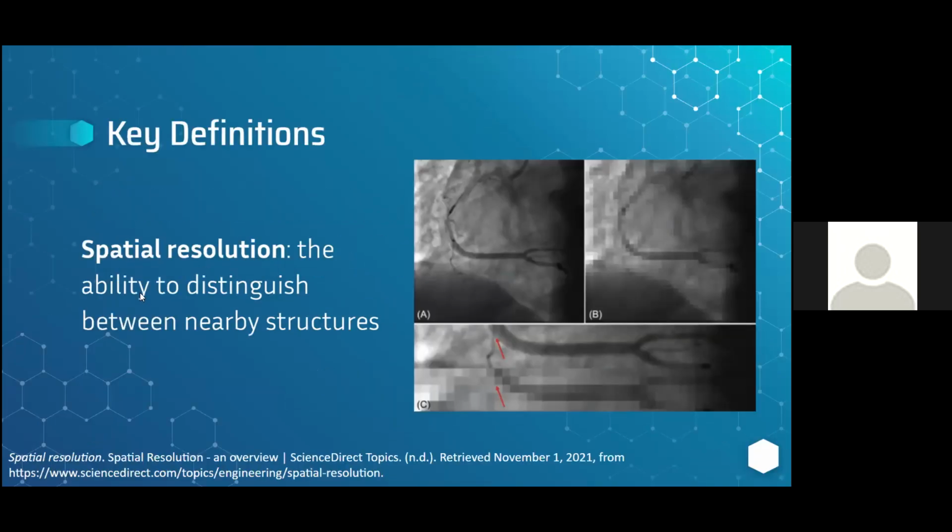Very good. Okay, to start, it's important to define some key concepts and background. As we all know, spatial resolution is the ability to distinguish between nearby structures. When two structures are close in proximity, high spatial resolution is required to differentiate between them, whereas low spatial resolution may blur them into one structure. Spatial resolution increases with decreasing pixel size and decreasing field of view.